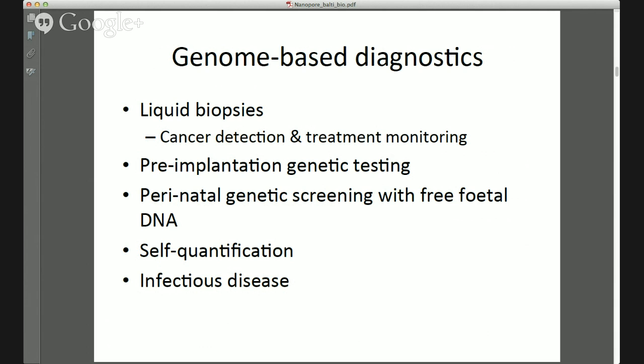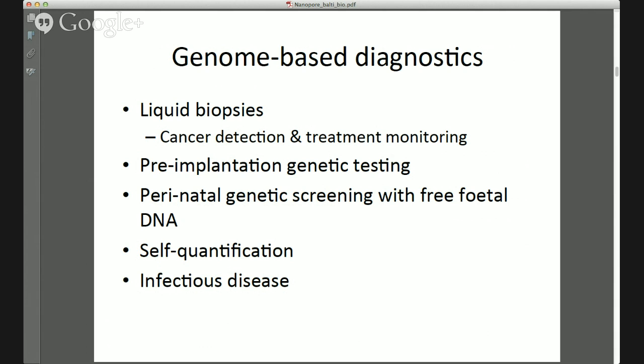We know for things like IVF, the idea of doing pre-implantation genetic testing is important in terms of the success rate of those procedures. And we already know that sequencing can give us good perinatal genetic screening by exploiting the small fraction of free fetal DNA, and that's very sensitive for picking up Down syndrome. Clive already mentioned this idea of self-quantification. You know, what if we could just repeatedly take samples of our blood and relate that to our lifestyle, relate that to other symptoms we had?